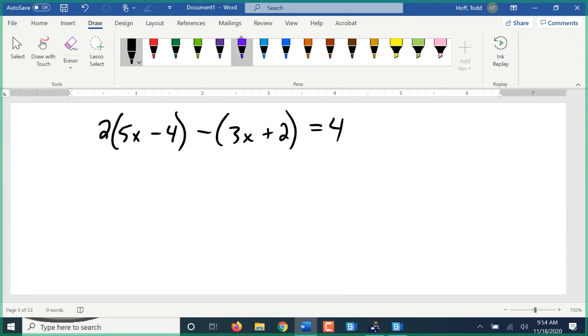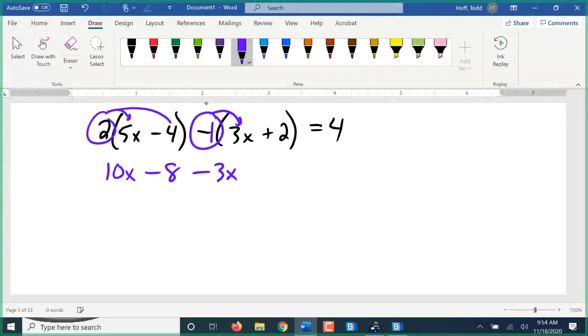Okay, so here we start on the left side. We can combine with the parentheses. First parentheses, nothing to do in there, so we're going to multiply by the 2. 2 times 5x is 10x. 2 times negative 4 is negative 8. Second set of parentheses, there's nothing to do inside there either. Looking at the outside, we have that negative in front, that minus in front, so that means we're multiplying by a negative 1. Negative 1 times 3x is negative 3x. Negative 1 times 2 is a negative 2.